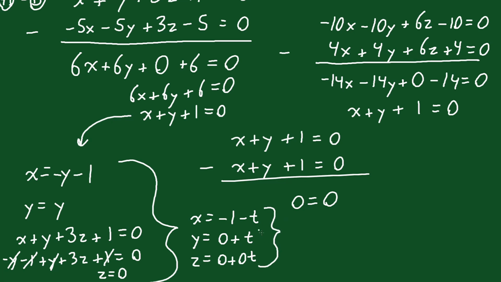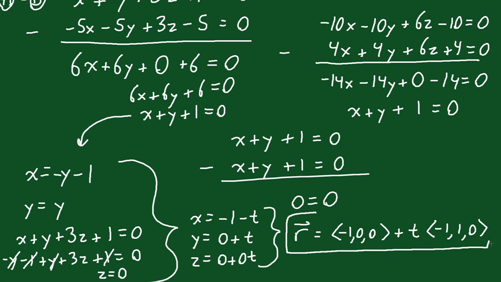If we take that information, we can make a vector equation of the line, and you would get negative 1, 0, 0. That's your position vector from these three values. And then you would have plus t multiplied by negative 1, 1, 0. Right? From these three coefficients. There's a negative 1 in front of this t, a positive 1 in front of this t, and a 0 in front of this t. So you have your position vector and your direction vector. So this is the vector equation of the line where these three planes intersect one another.